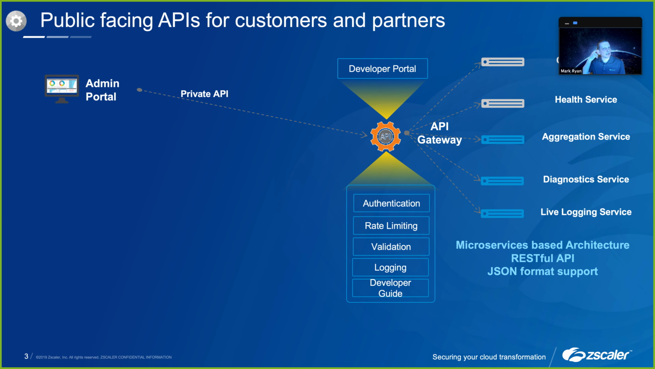So what do we mean by API? Everything that Zscaler Private Access does is essentially based on API. When you enroll a connector, there's an API call. Everything in the user interface is an API call today. What we're going to do is expose some of that API infrastructure for customers and partners to be able to use the API to do certain functions.